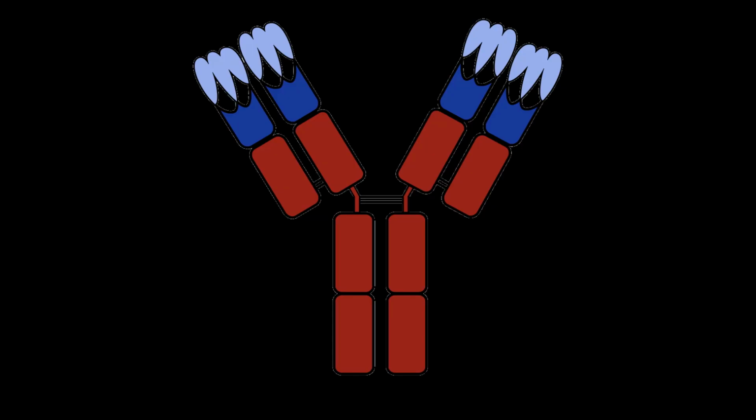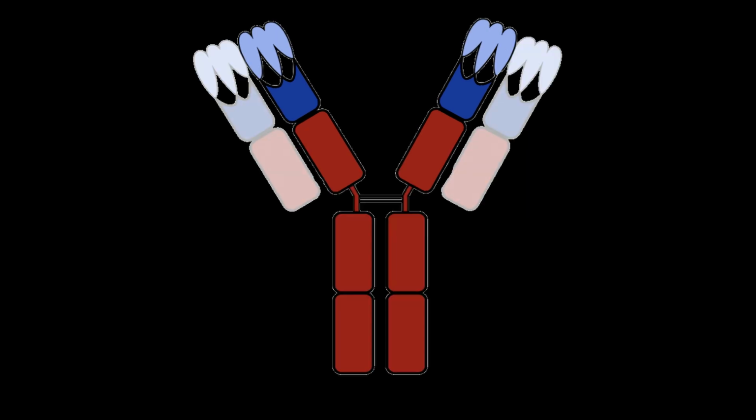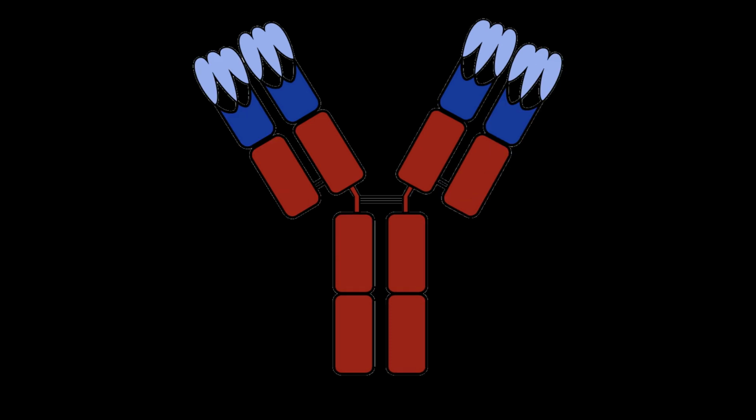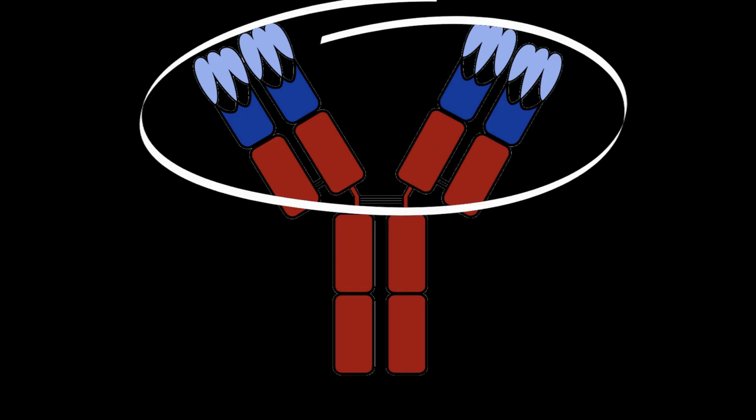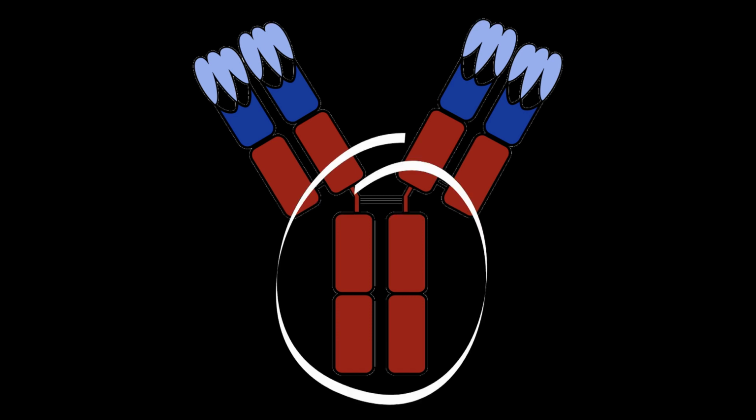So as you can see in this cartoon antibody I've thrown up here, this is a fairly general shape for an antibody. They have a Y-shaped structure. All antibodies are composed of two identical light chains and two identical heavy chains. And this Y structure is split up into two regions, the FAB region and the FC region.